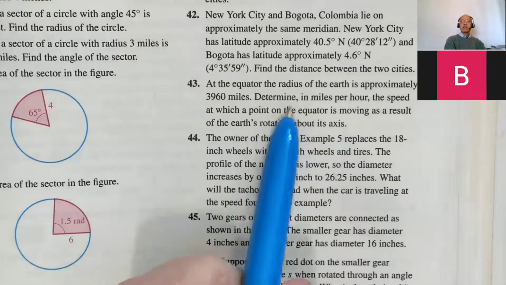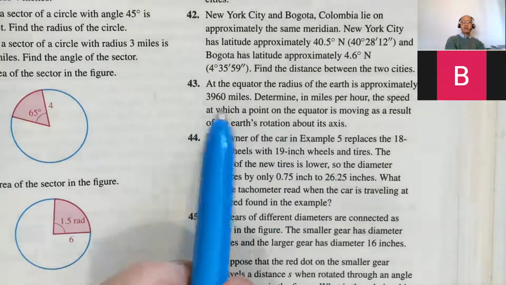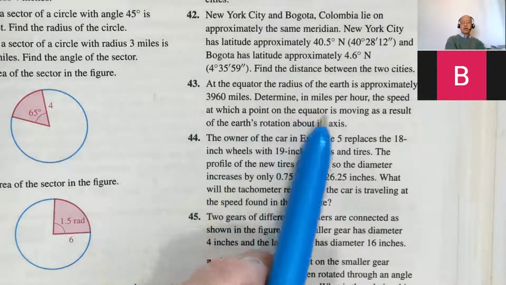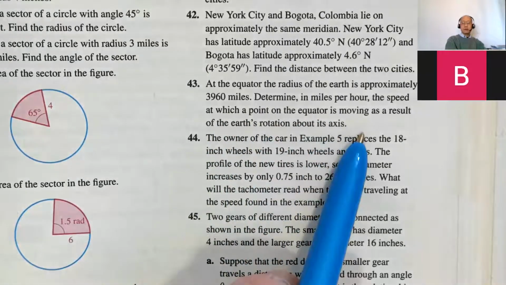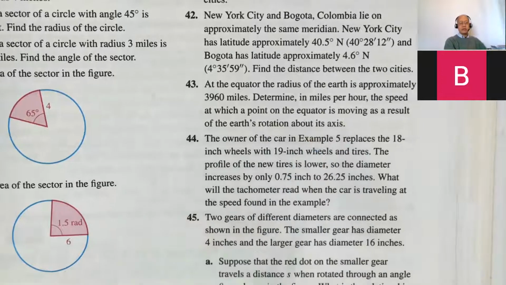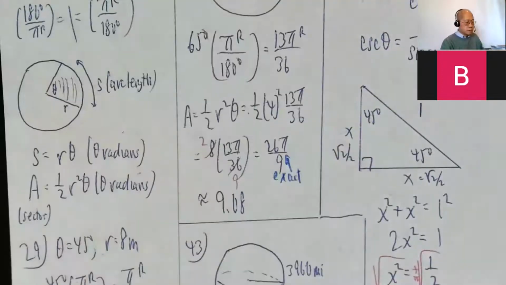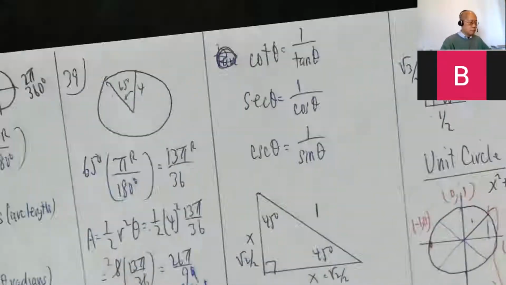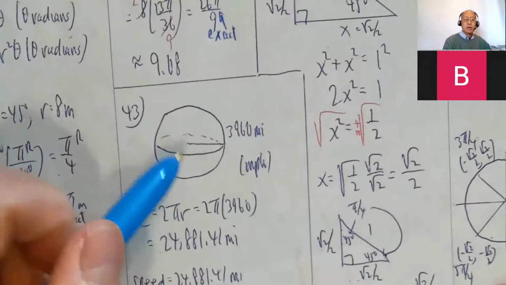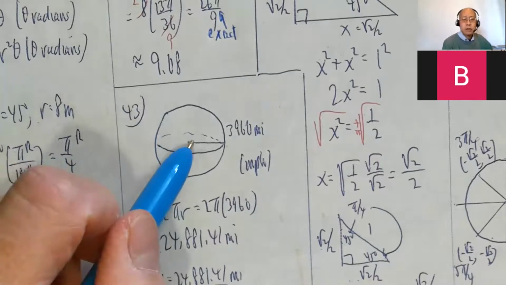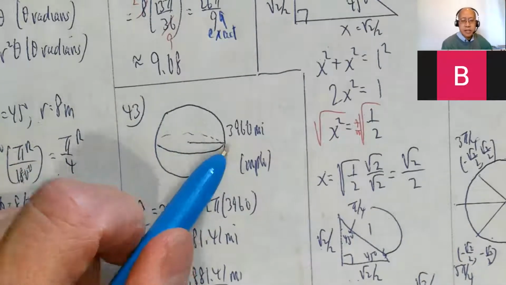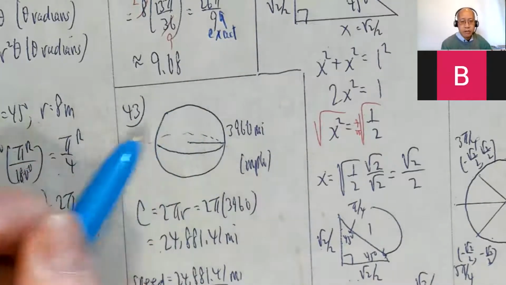At the equator, the radius of the Earth is approximately 3,960 miles. Determine in miles per hour the speed at which a point on the equator is moving as a result of the Earth's rotation about its axis. Okay, so what are they talking about? So here's a picture. At the equator, radius is 3,960, and we're spinning around, right?